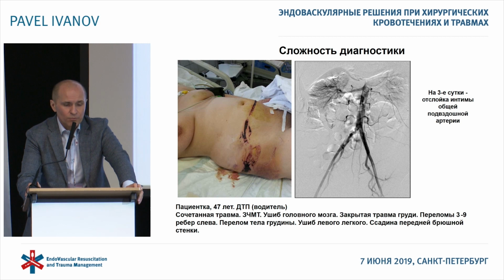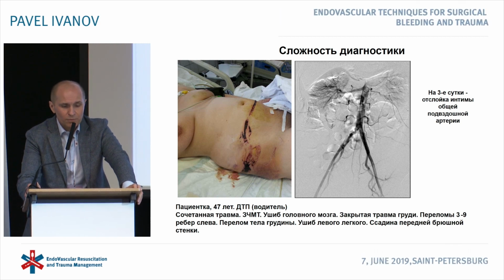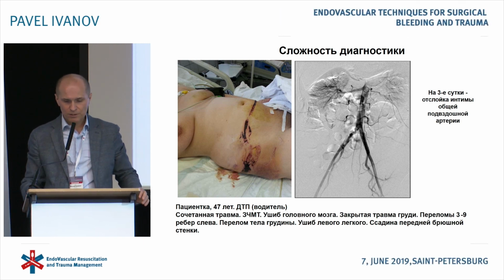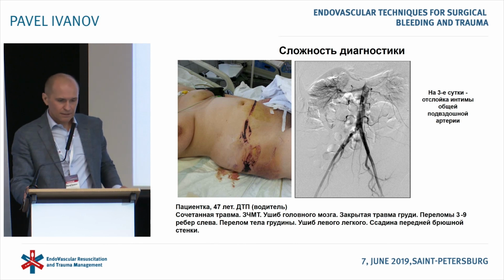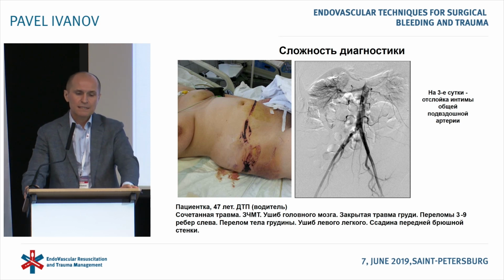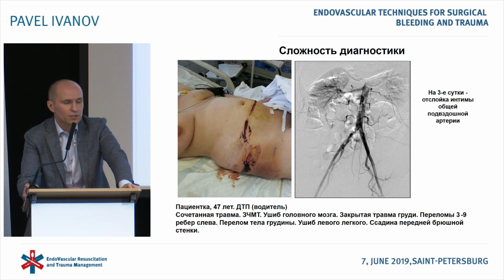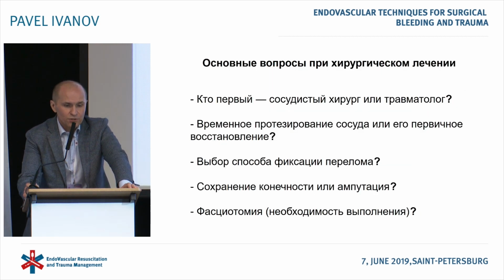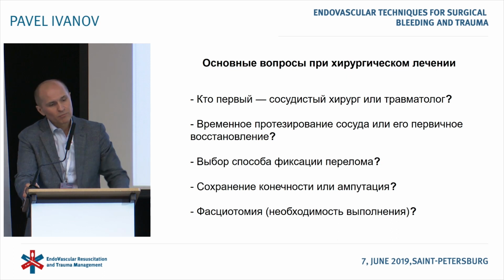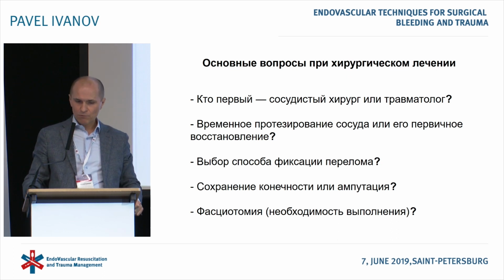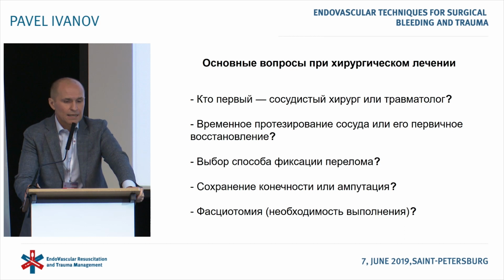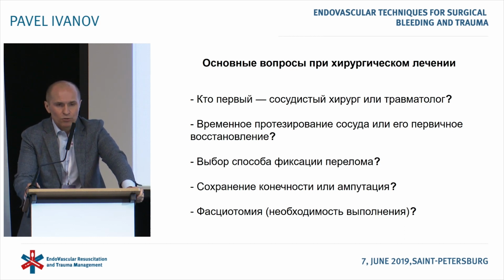Here is an example of our female patient. After a car accident, the patient was the driver, with trauma to the frontal part of the abdomen. You can see the trace from her safety seat belt. On day 3, we had a dissection of the intima and iliac artery rupture. It led to decompensation of lower limb ischemia, and then we did stenting of her iliac artery, and luckily the outcome was fine.